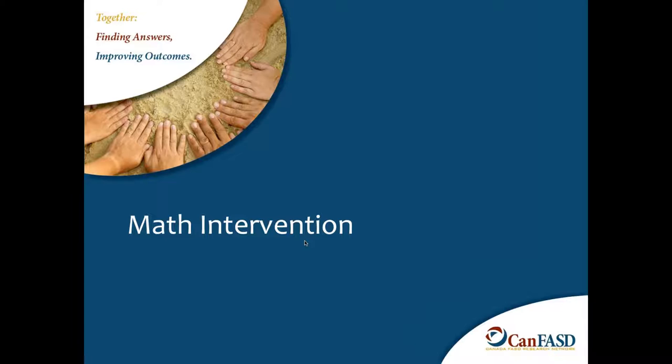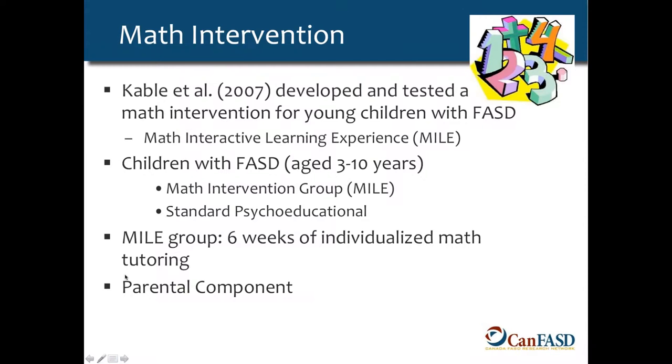So the first study I'm going to talk about is a math intervention that was developed for children with FASD. We know based on previous research that math is a significant area of impairment in children with FASD, and even more so impaired than other academic areas. So there is something specific going on with math and FASD.